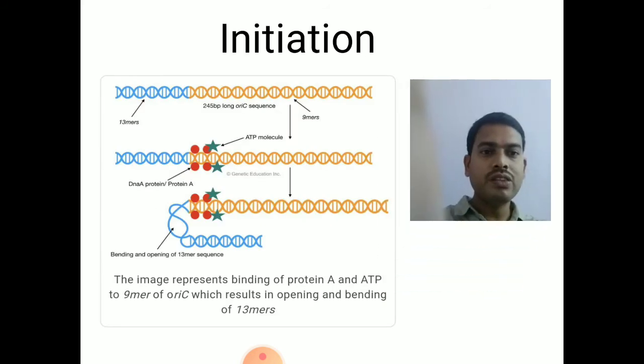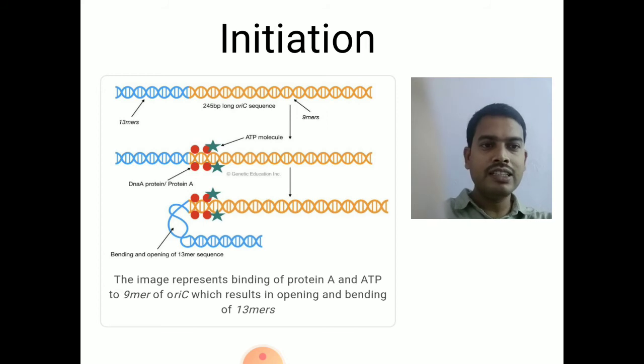Coming to the process of DNA replication, replication will occur in 3 steps: initiation, elongation and termination. The process of initiation of DNA replication occurs at the origin of replication, also called oriC, which is a 245 base pair sequence on the double-stranded DNA, recognized by DnaA protein. So DnaA protein, with the help of ATP, will recognize the origin of replication, which occurs at multiple sites in the DNA of E. coli. So DnaA will bind.